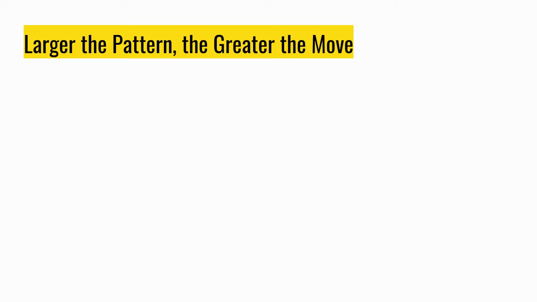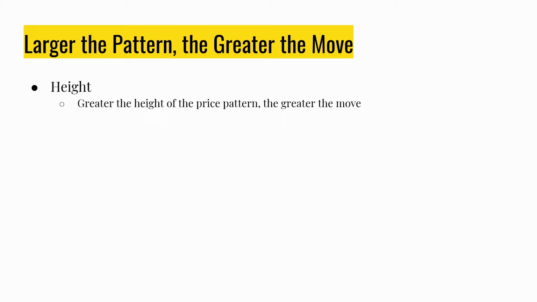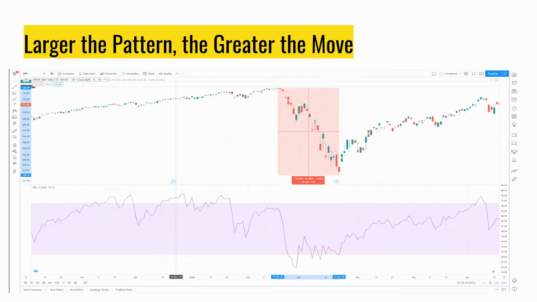So how do you define a large pattern? Well, there are 2 dimensions that play into determining the size of a pattern. The first dimension is the height of the pattern. The height of the pattern is how much the stock moved dollar-wise within the trend. Furthermore, the greater the height of the price pattern, the greater the move. The other dimension is the width of the pattern. This is how long the trend was held, so the greater the width of the price pattern, the greater the move. Let's look at this example.